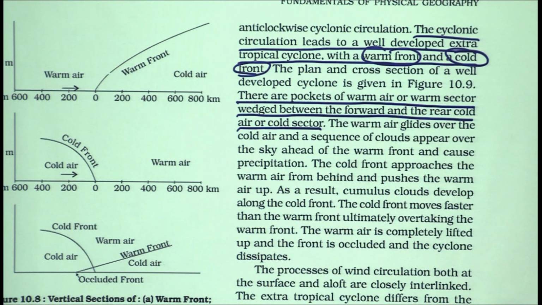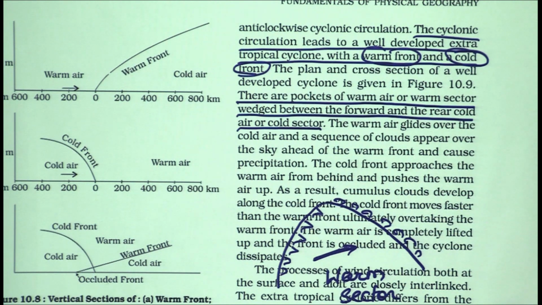Understand it? Very simple line. If I draw the diagram of my cyclonic circulation one more time and say this is my warm front and this is my cold front, what will this area be called? Here we have got warm air in ground contact, so we call it the warm sector. All this area will have cold air. So read it: there are pockets of warm air, or warm sector, wedged between the forward and rear of cold air, or cold sector. Forward and rear, warm sector.